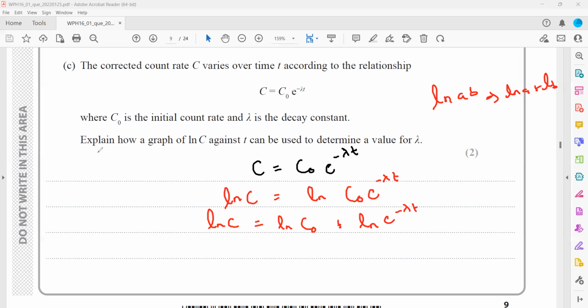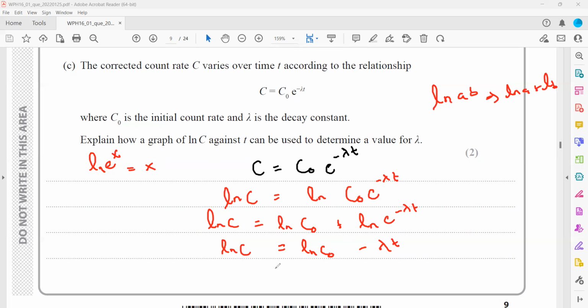Then ln and e are inverse functions of each other. They cancel out each other. So we are left with ln C equals ln C naught minus lambda t, like the whole power. Say x is the power, ln e raised to the power x equals x. So same thing, it's minus lambda t.